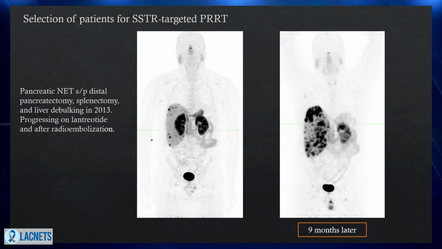For PRRT to be helpful, we need to make sure that the tumor is actually taking up the agent, and that's what DOTATATE PET helps us evaluate. We need uptake in the tumor higher than liver to be able to deliver PRRT.